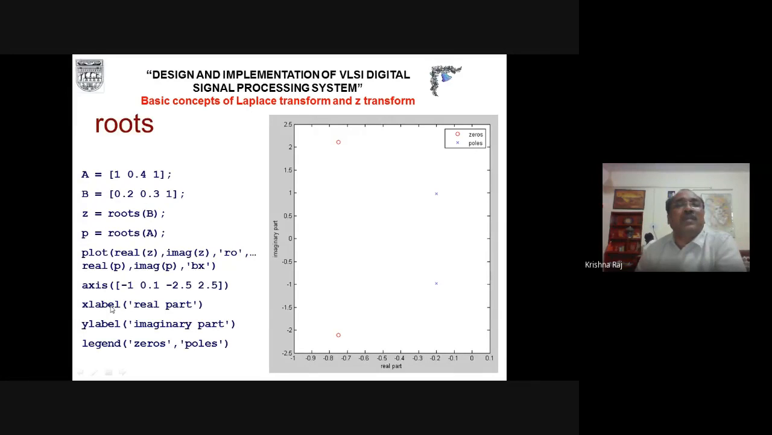We can put any title on the x-axis and y-axis, and we can describe the legend here. The legend is nothing but it has two entries: one is the zeros, and the second one is the poles.